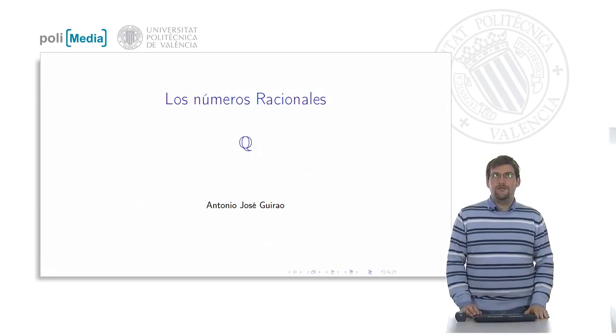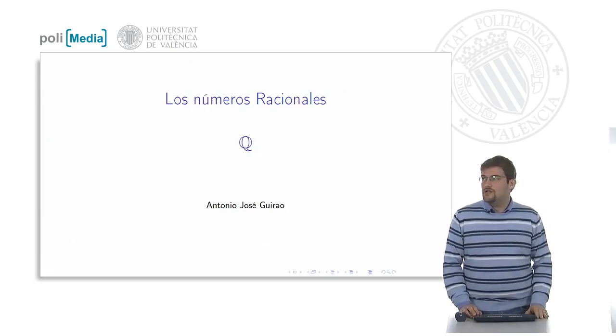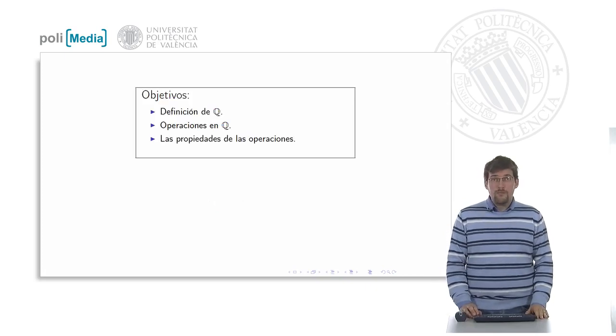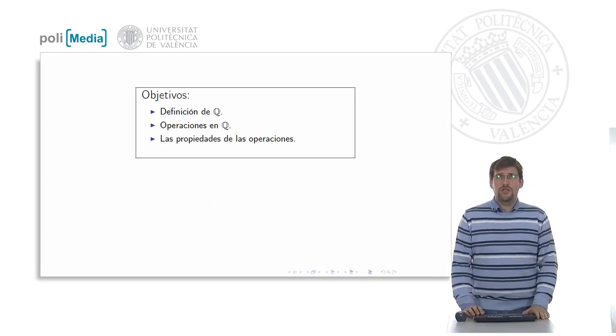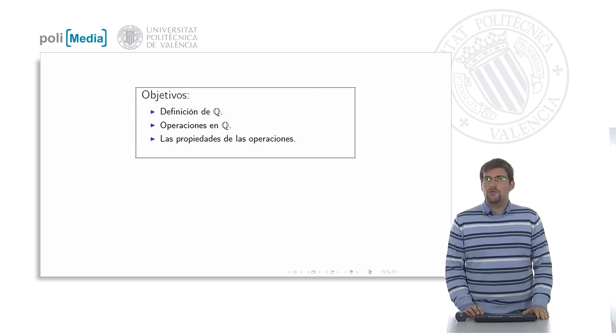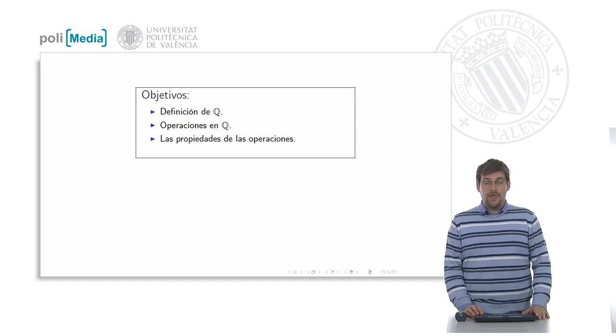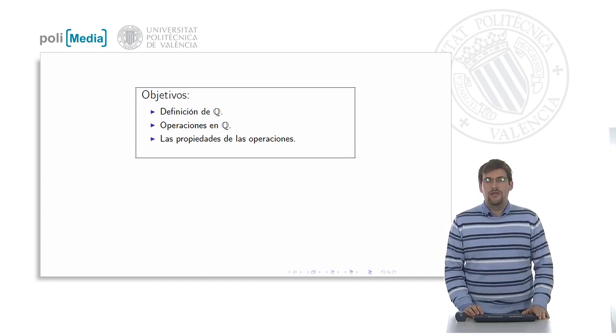Hello. In this unit we will study the rational numbers, denoted as the Q set. Our objectives in this unit include defining the set of rational numbers, the operations of rational numbers, and exploring the properties of these operations. Today we will focus on the operations of rational numbers due to the intrinsic difficulty found by the students in the early years of their degree.